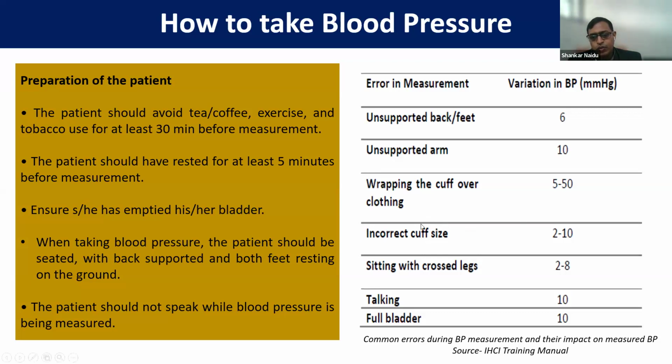Also, in relation to an inappropriate cuff size, as you can see here, a 2 to 10 millimeters of mercury difference can be seen compared to the actual BP recording if there is an inappropriate cuff size, or if the patient is covered in a lot of clothing and we are measuring the BP on top of that. This becomes even more important in the present season, because most of the time patients come covered in 2 or 3 different sweater layers. So it is essential that we wrap this cuff directly over the skin, or a very thin layer of clothing.